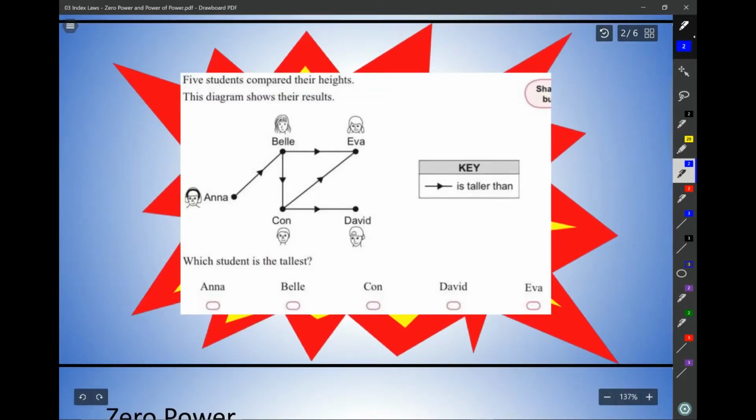So I have a quick getting better at maths question for you guys to look at here. We have a diagram that shows five people's heights in relation to each other. And whenever there's an arrow like this, it means the person here is taller than the person here. So I'll get you guys to see if you can figure out who is the tallest person based on this diagram.